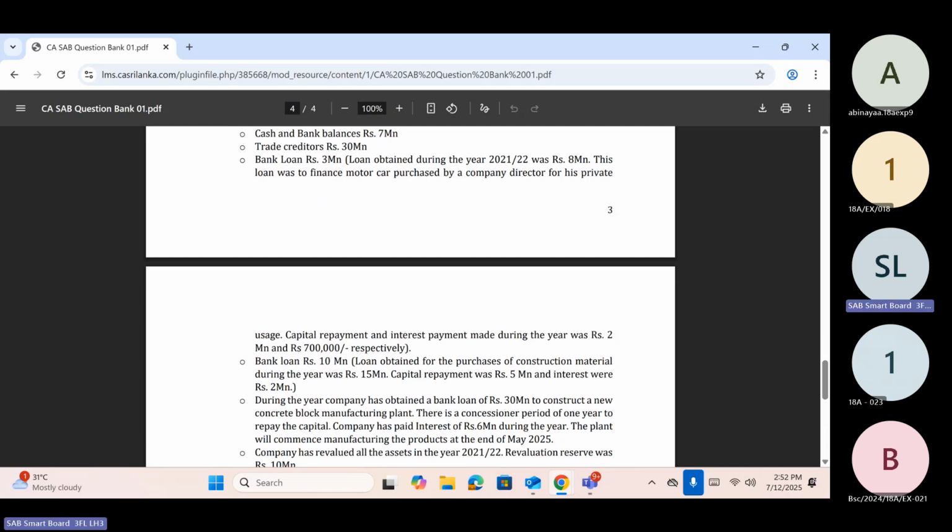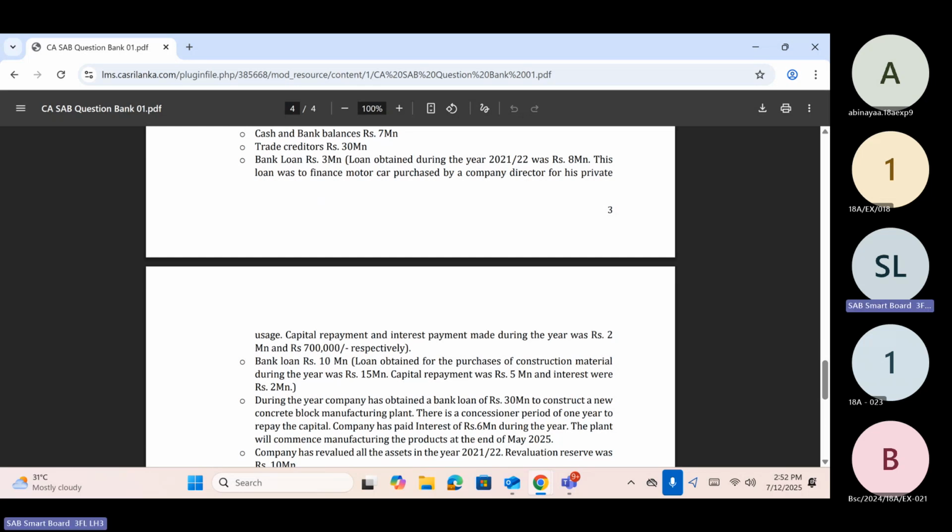Right? So second thing, bank loan of rupees 10 million. Loan obtained for the purchase of construction material during the year was rupees 50 million. During the year they have obtained 50 million. Capital repayment was 5 million and interest for rupees 2 million.